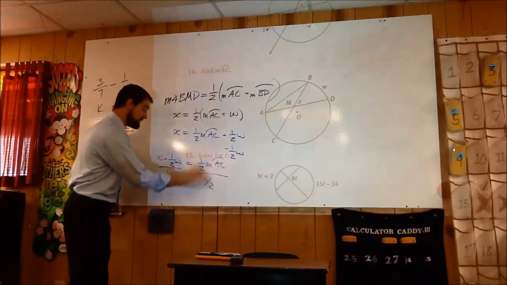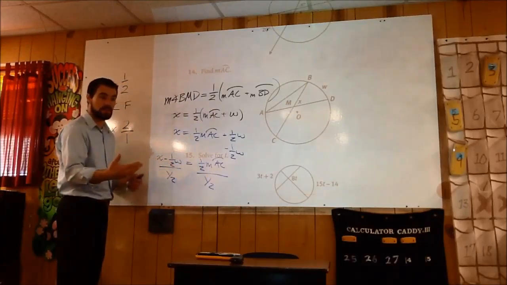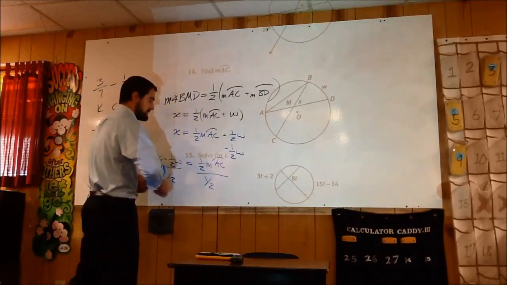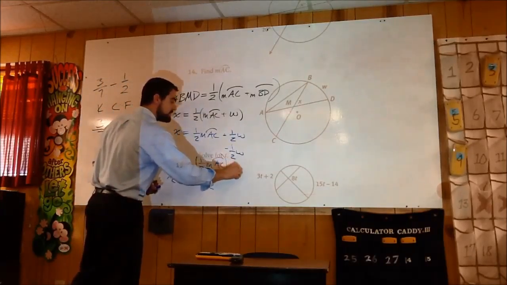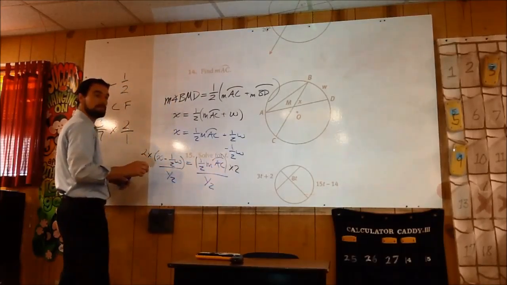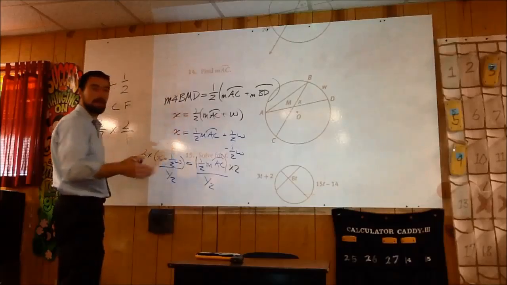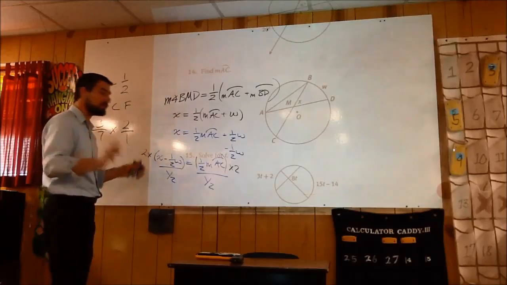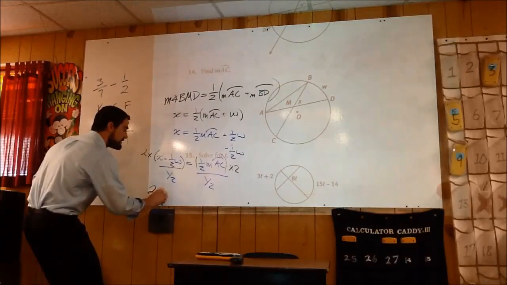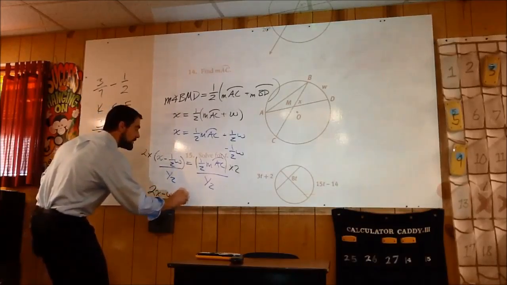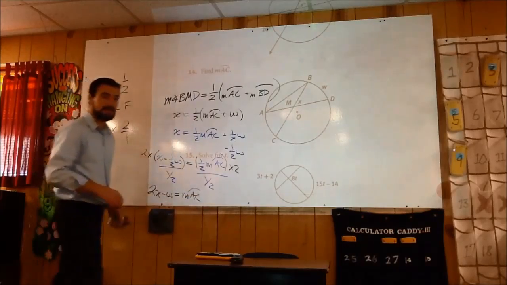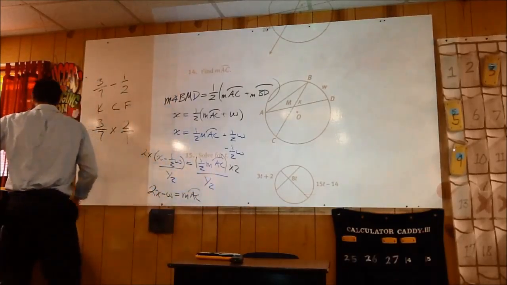So if you want, you can divide by 1/2 on both sides, but in the end, that's really just taking both sides of the equation and multiplying by 2. So when you do this step, however you want to look at it, divide by 1/2 or multiply by 2, you're going to get 2x minus w is equal to the measure of arc AC. That is your expression.